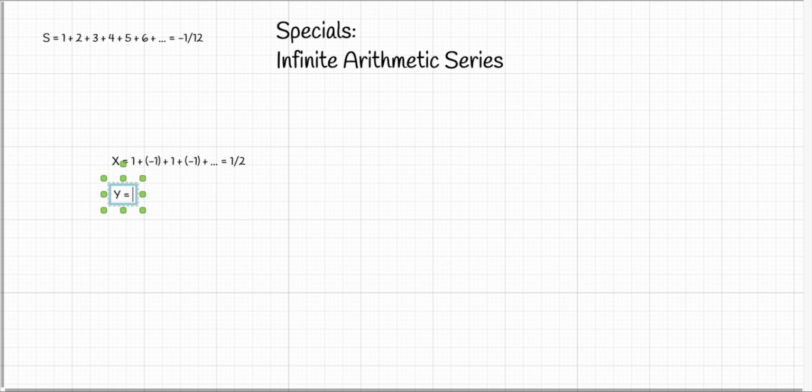Y is equal to 1 plus negative 2 plus 3 plus negative 4, and so on all the way to infinity. Let's see if we can find out what this is. We can't do much with just y, so what if we do x minus y? Well, x minus y, let's see what we get. X is 1, y is 1. So I'm just taking the term by term right now. So 1 minus 1 is 0.